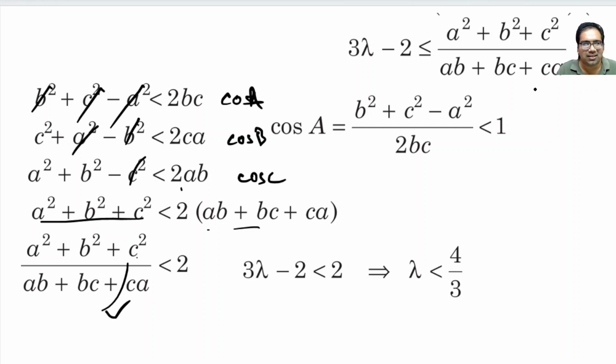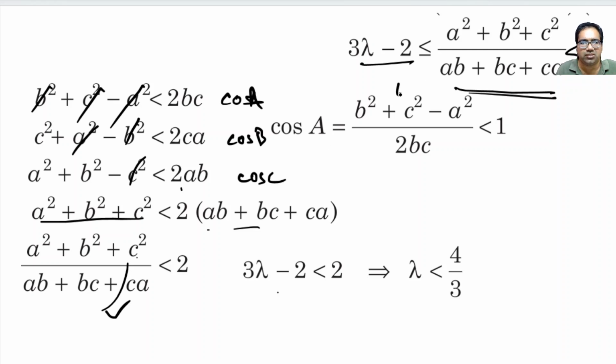Now here is one relation, another is this relation. Here we are saying 3 lambda minus 2 is always less than or equal to 2. But this is always less than 2. What does that mean? 3 lambda minus 2 should always be less than 2. Please note, we cannot write less than or equal to 2. We can write only less than 2.